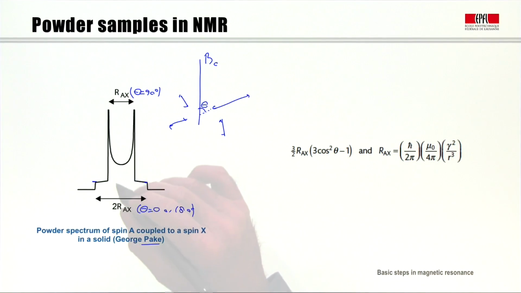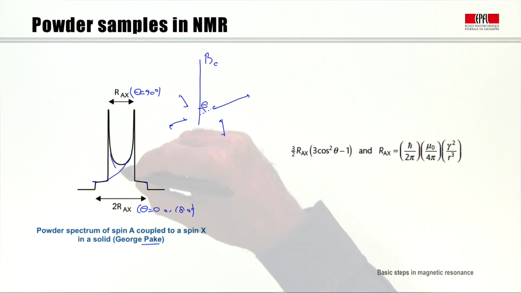In fact, you can see that this Pake pattern is made up of two halves. It's actually a superposition of two parts like this, and these are the two transitions of the two spins of the doublets that we're talking about.